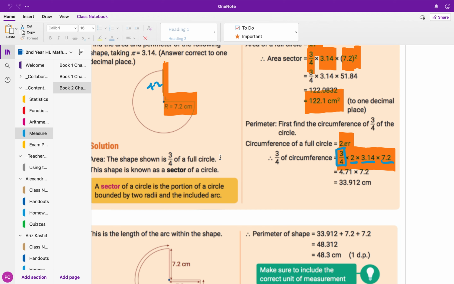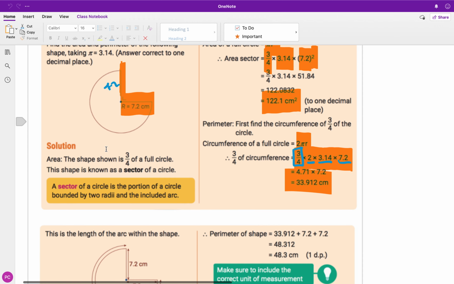So we have 3/4 by 2 pi r. The formula for the perimeter of a circle multiplied by 3/4. And that gives you, when you throw it into a calculator, 33.912 centimeters. Not centimeters squared. Perimeter or circumference is not centimeters squared. Centimeters squared is for area.